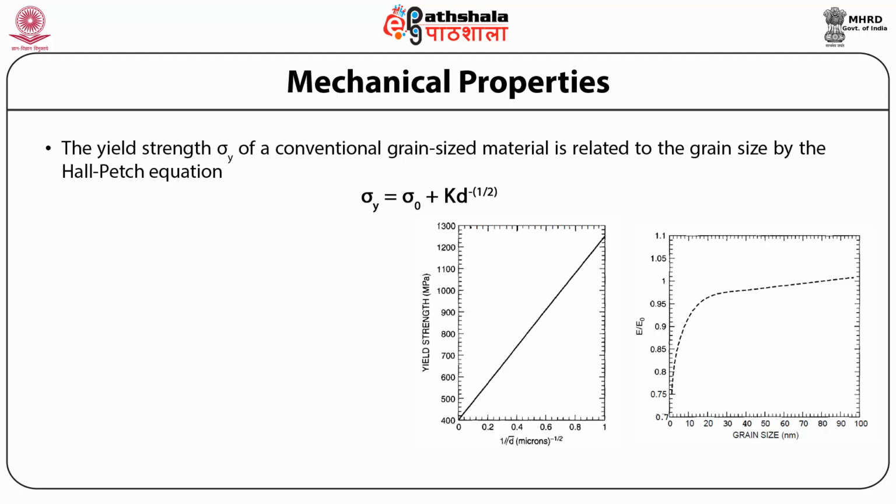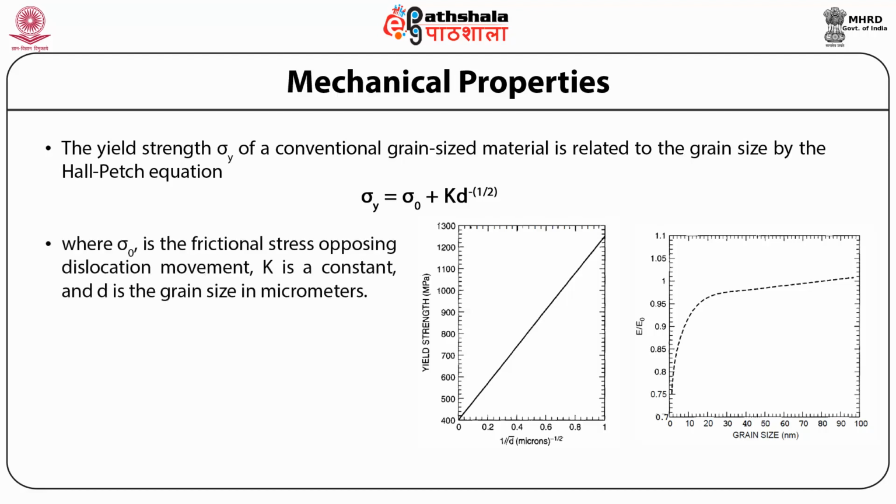a Hall-Petch relation: sigma y equals sigma 0 plus k d to the power minus half, where sigma 0 is the frictional stress opposing dislocation movement, k is a constant, and d is the grain size in micrometers. Hardness can also be described by a similar equation. The figure is a plot of the measured yield strength of an iron cobalt alloy as a function of d to the power minus half, showing the linear behavior predicted by the equation.